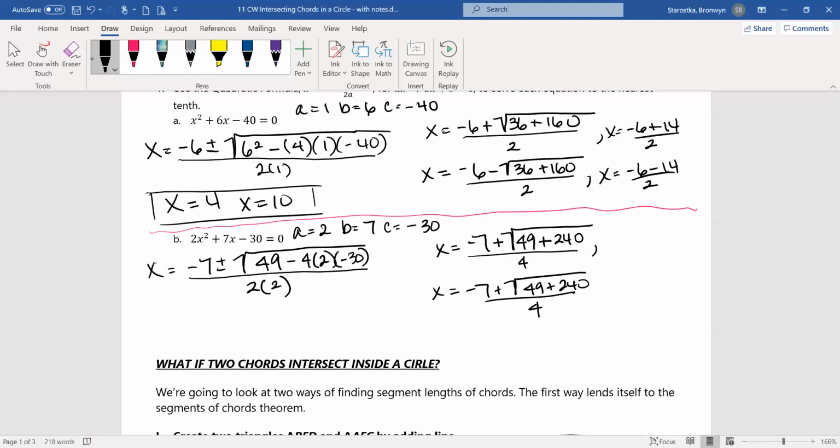Sometimes you'll get a radical, and sometimes you'll get a nice whole number. So x equals negative 7 plus 17 divided by 4. x equals negative 7 minus 17 divided by 4. And our two x values: x equals 5 halves, you can put that in decimal, and x equals negative 6. So that's our quick review of quadratic equations. Those will come up this week.